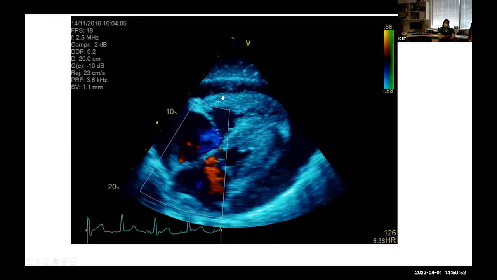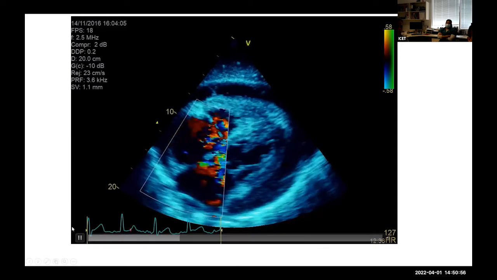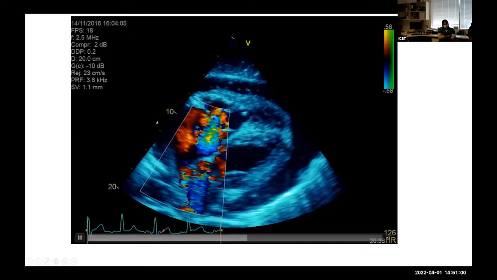Again, there's the circumferential pericardial effusion, sonographic features of tamponade and echodense material within that fluid, and the RV free wall is thickened as I saw previously.